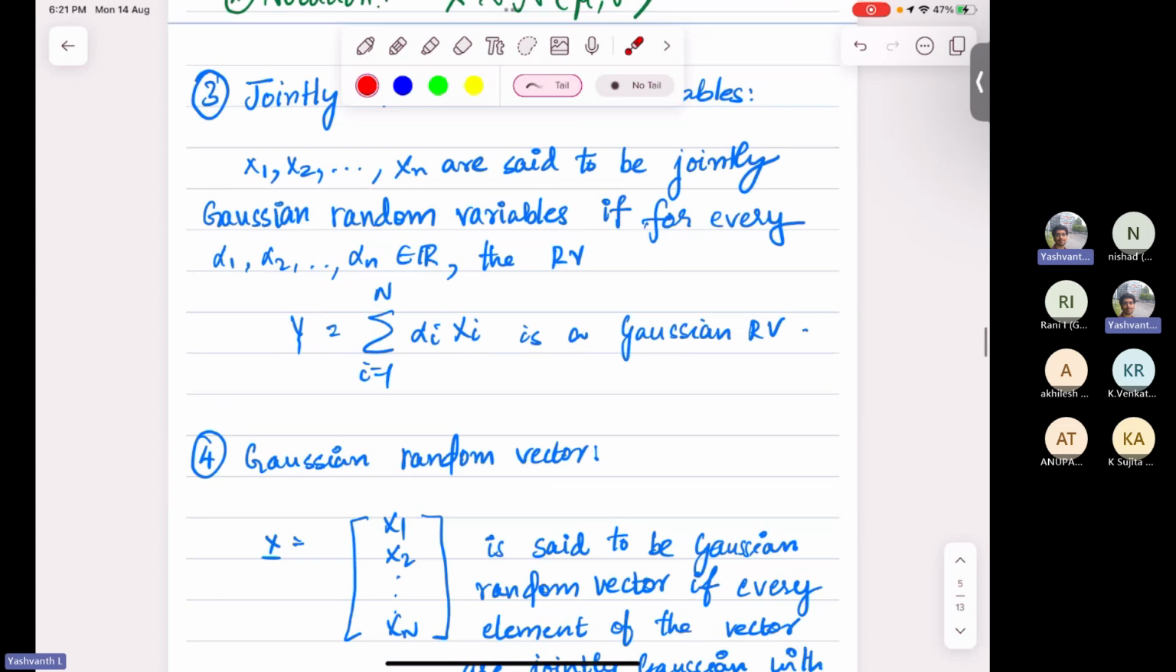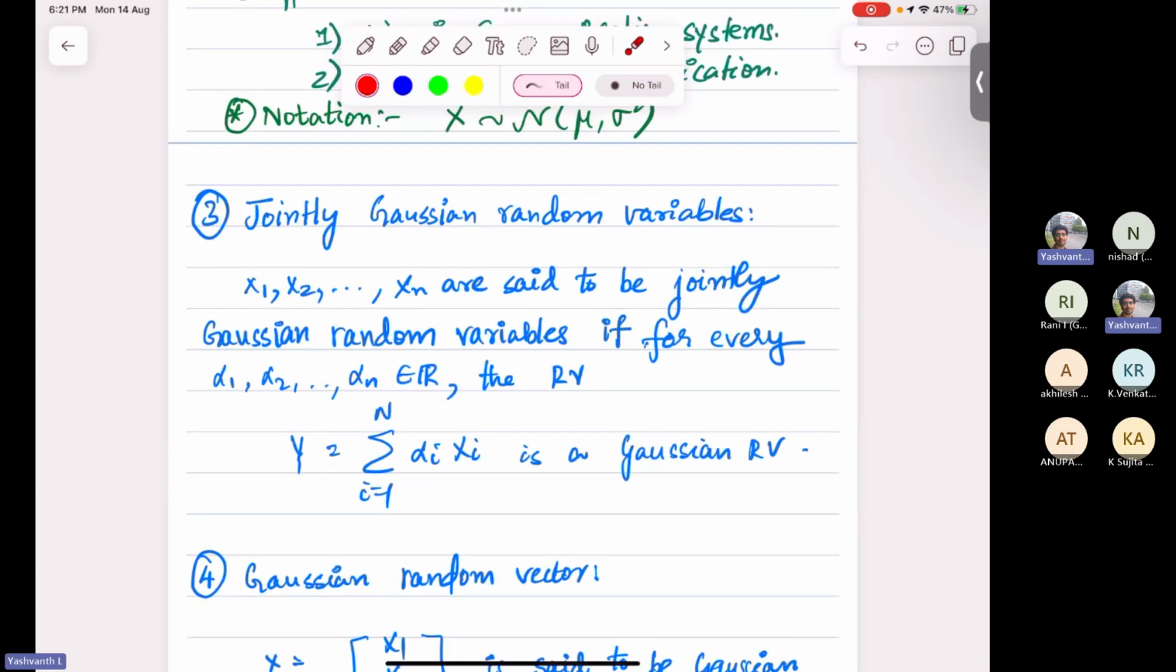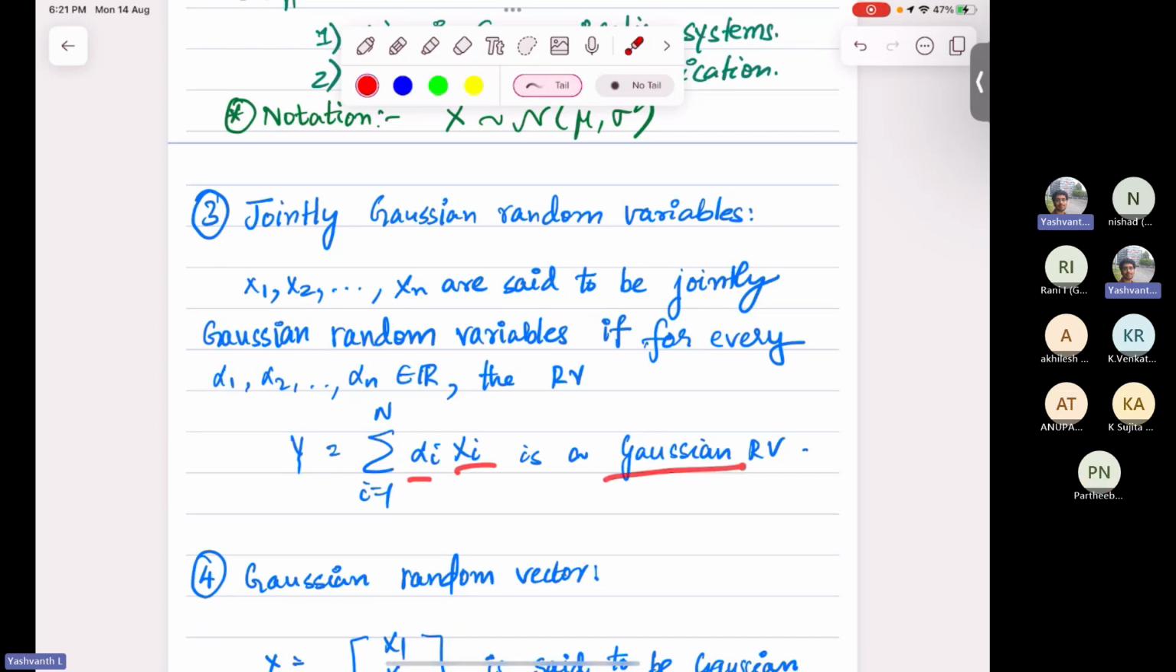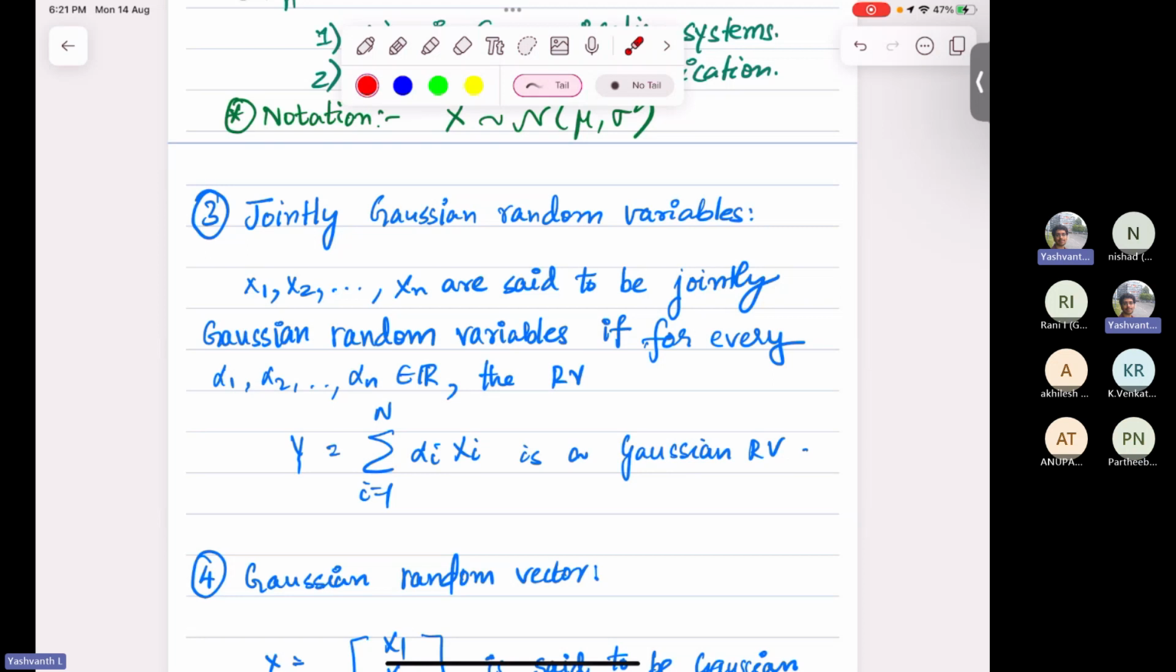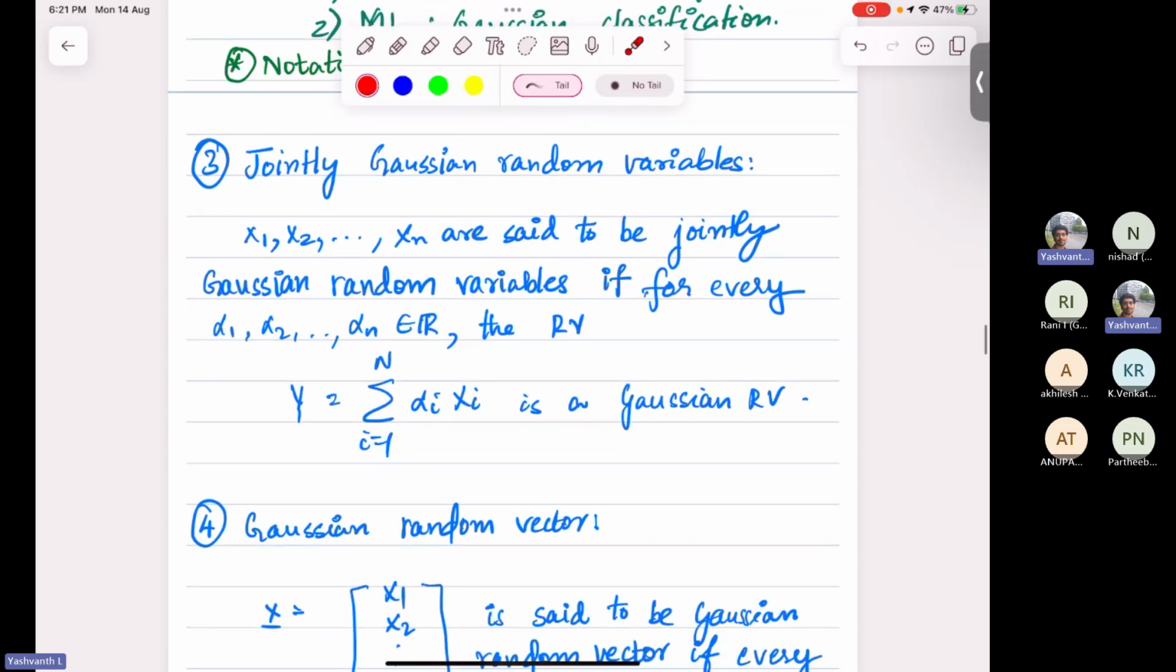The next topic is jointly Gaussian random variables. The random variables x1, x2, and so on till xn are said to be jointly Gaussian random variables if for every value of alpha 1, alpha 2, and so on till alpha n in the real numbers, the random variable summation over i equal to 1 to n of alpha i xi is a Gaussian random variable. The professor would have explained a slightly different way. He would have written down the multivariate probability density function of a random vector, and explained that if these random variables follow this multivariate PDF, then they are all jointly Gaussian. I'm giving here another way to check whether a given set of random variables are jointly Gaussian or not.